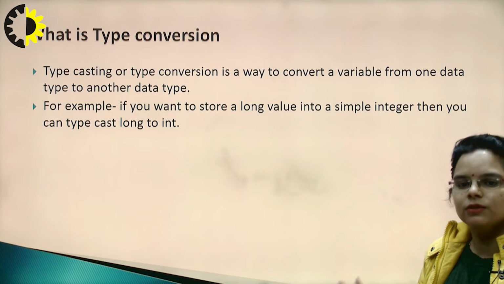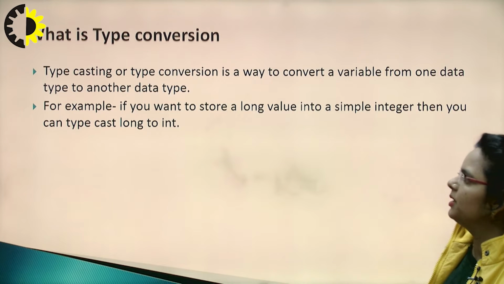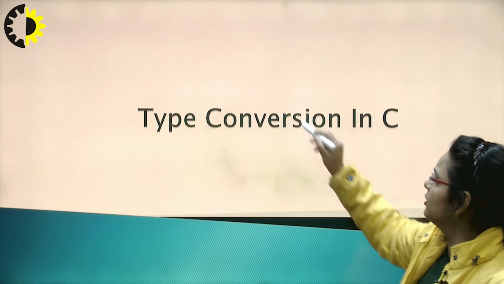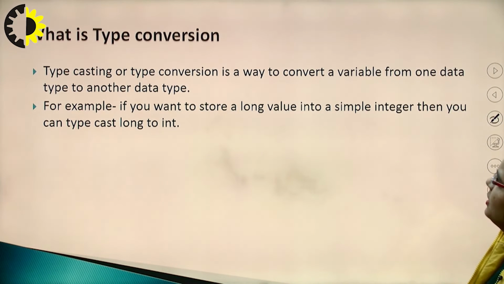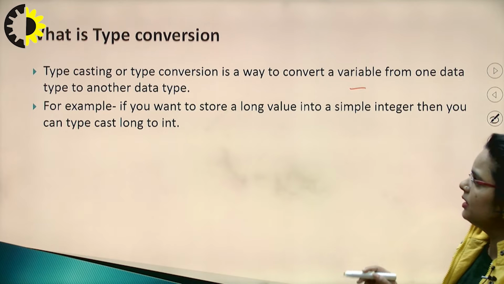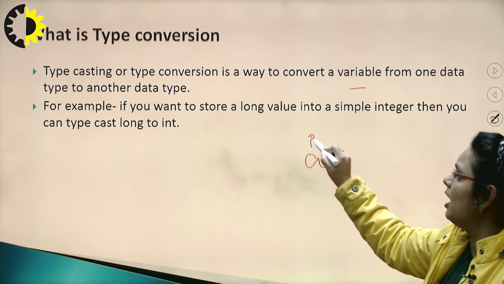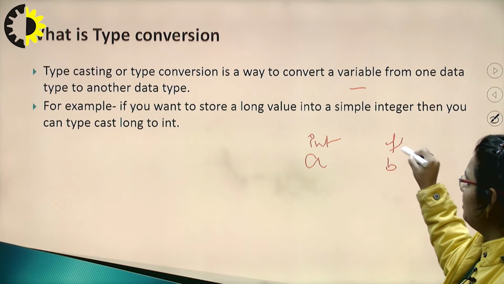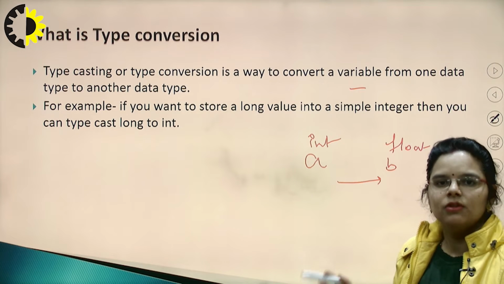Whenever we want to convert a particular variable from one data type to another data type, that is type conversion. We also call it typecasting. Typecasting and type conversion are a way to convert a variable from one data type to another. If we have a variable A of integer data type, and another variable of long data type or float data type, it is converting a variable from one data type to another.